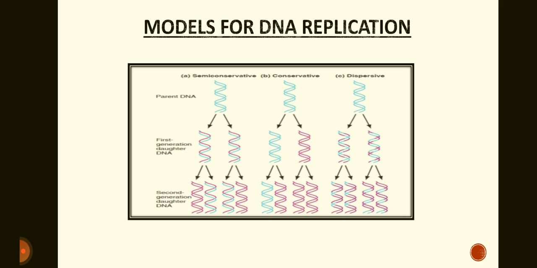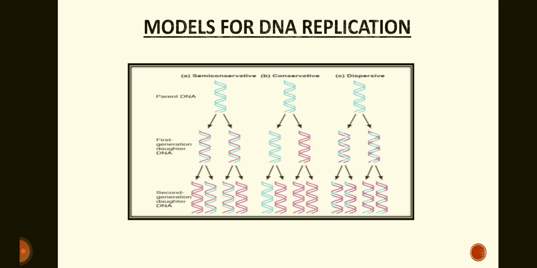From parental nucleotides and new precursors, two daughter DNA molecules are formed, and each daughter molecule consists of a part of the template parental strand and a part of newly synthesized DNA.